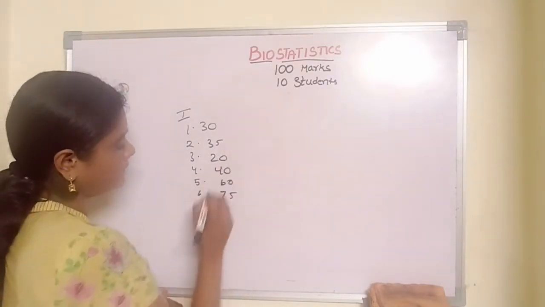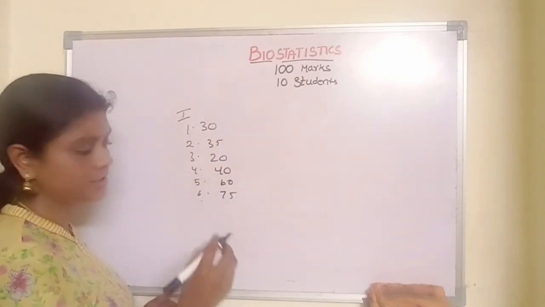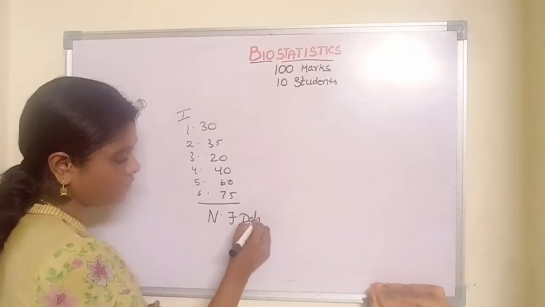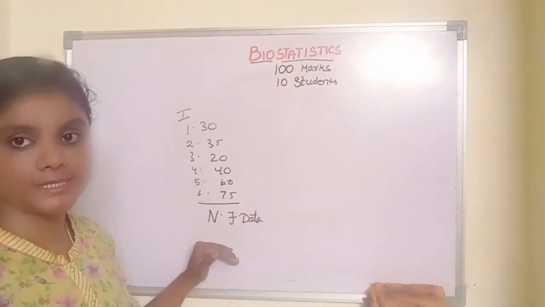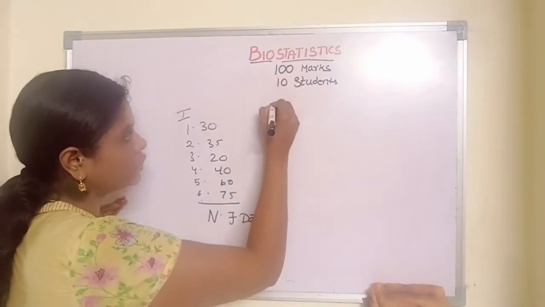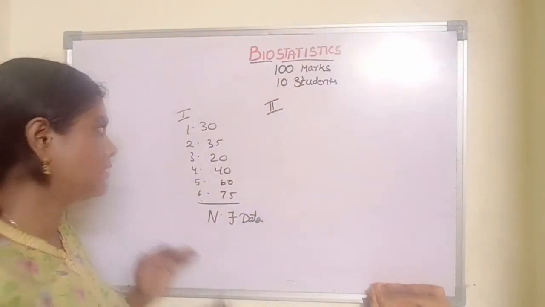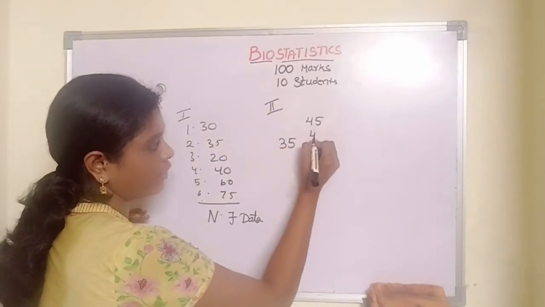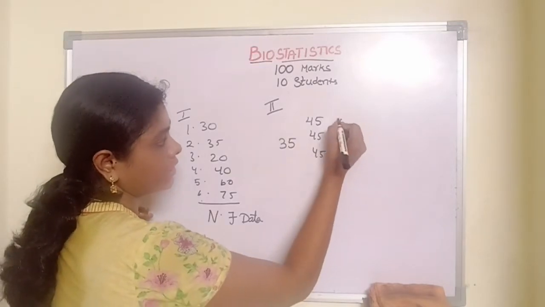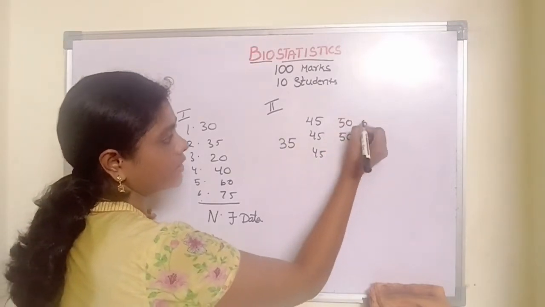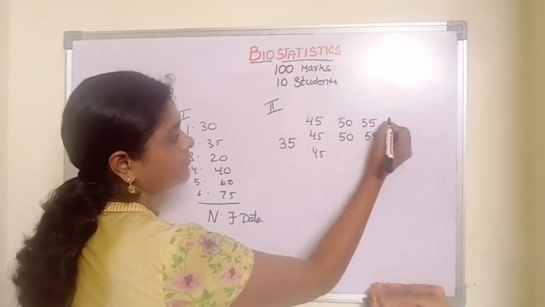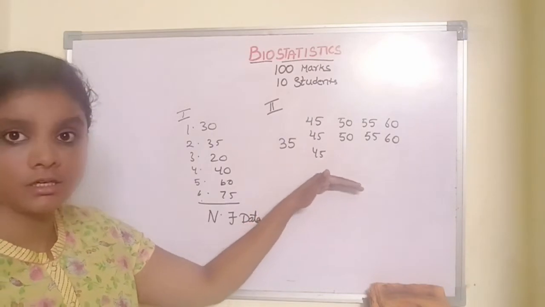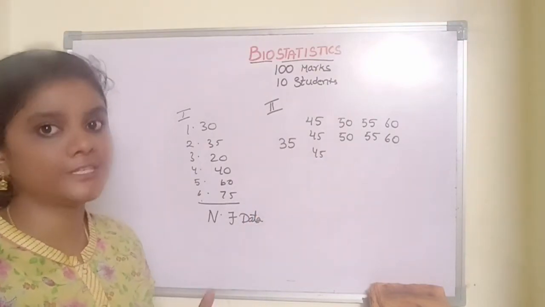This type of random representation of data is non-frequency type of data. There is another way of representation. How is that? 35, 45, 45 and 45, 50, 50, 55, 55, 60 and 60. So this is the other way of representing data in a more accurate, self-explanatory way.